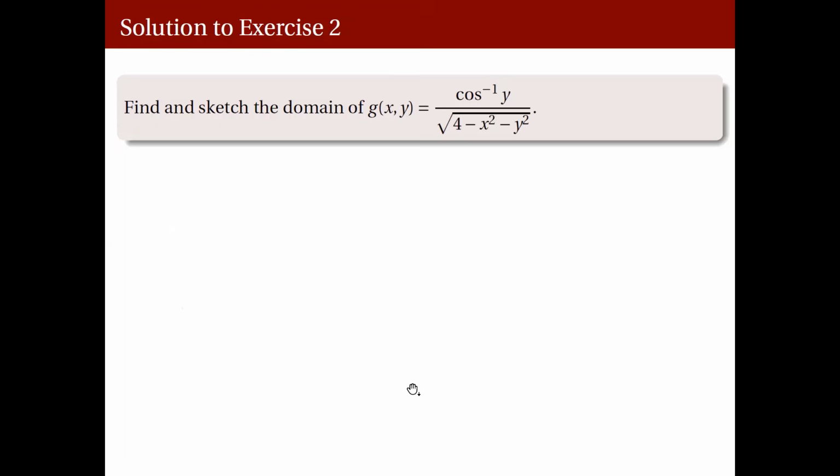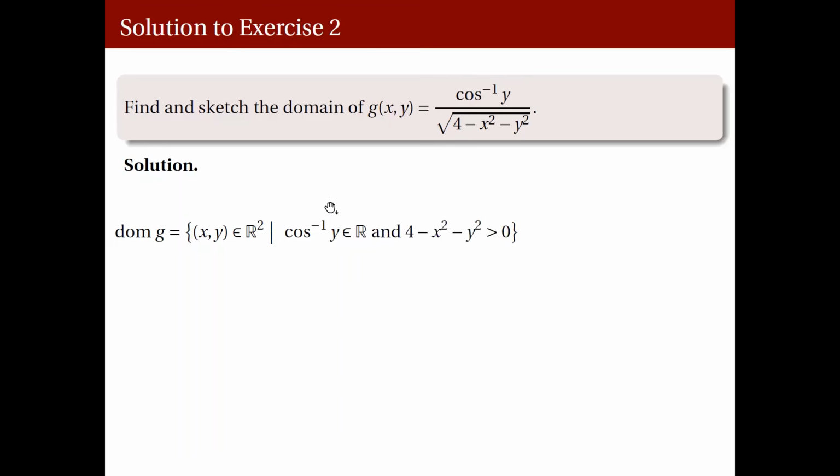Now, let's go to exercise 2, where we have the function arc cosine of y over the square root of 4 minus x squared minus y squared. We will be looking at its domain. So, usual thing, we will take all pairs (x, y) satisfying the following. First, this arc cosine, we know that it has a domain, and its default domain is going to be -1 to 1, with the property that its arc cosine must be a real number. So that is where the -1 to 1 for y comes from later.